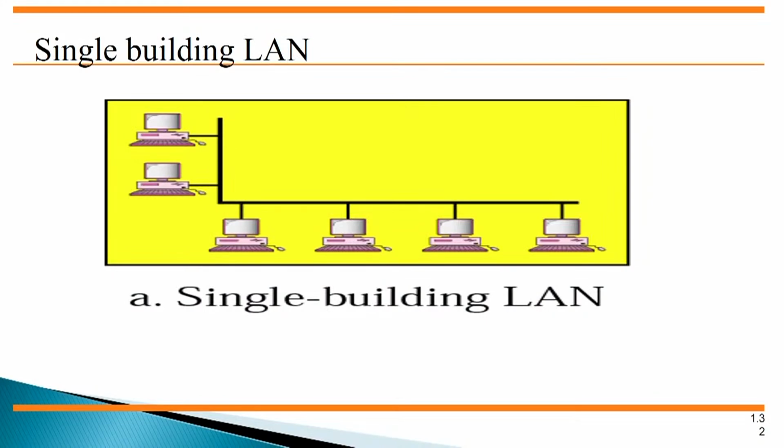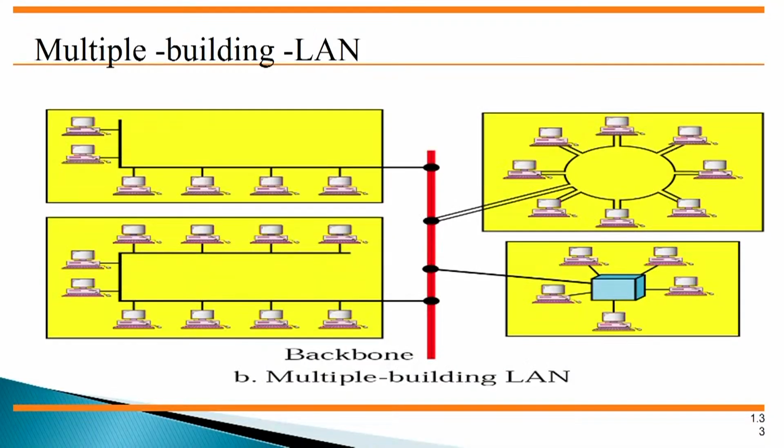We can see in the diagram that there is a single building LAN. There are systems which are connected using a bus topology, a very simple kind of network. In multiple building LAN, we can see that there are multiple building LANs and they are connected to a single cable or single link of transmission. And different topologies are used in different buildings: in one bus topology, another mesh topology, ring topology and star topology.